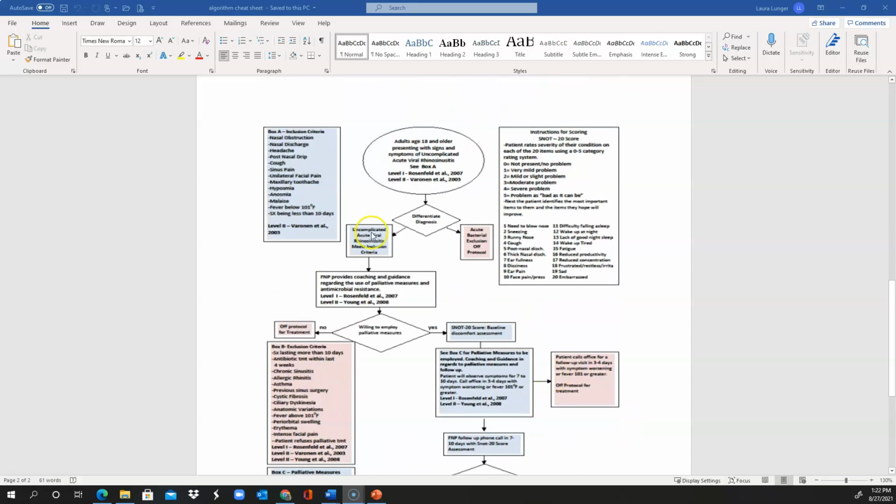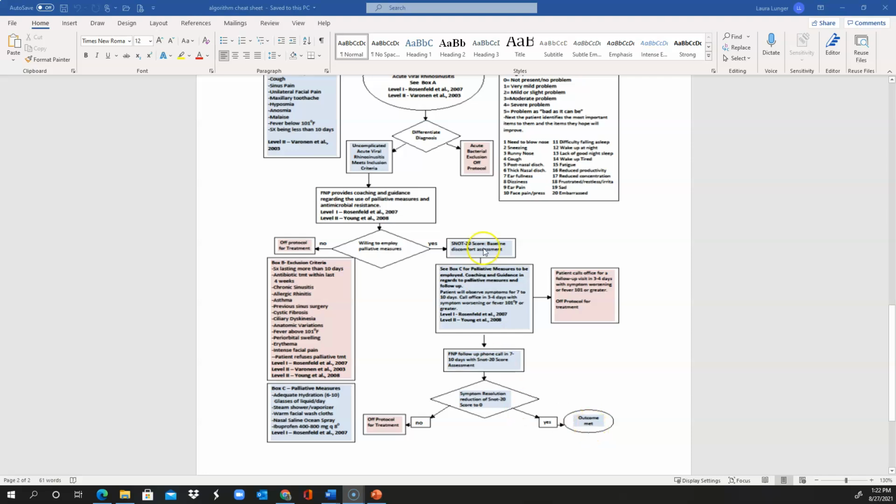I don't particularly care for the colors that are in some of these boxes, but I can also see why they did that, because it follows the inclusion criteria, and also you can follow that blue color all the way down the algorithm to their outcome. So that's why they did it.